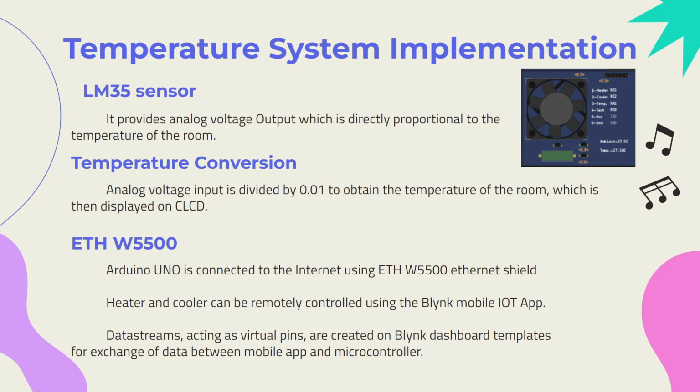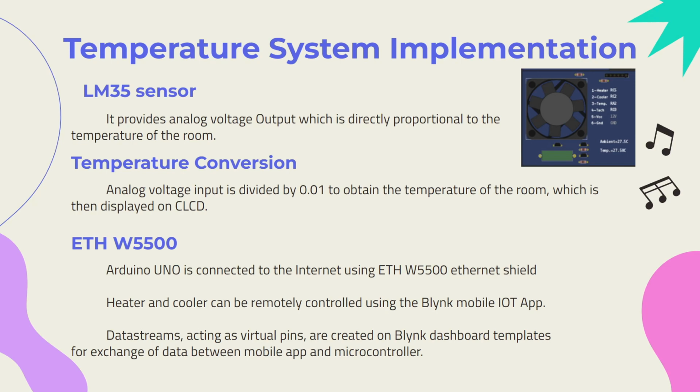Next one is the ETHW5500, which is an Ethernet shield. It is used to connect our Arduino Uno board to the internet. Using our Blynk IoT app we can connect to the internet and communicate between the Arduino Uno and the Blynk IoT app. Heater and cooler can be remotely controlled using the Blynk mobile IoT app. We have buttons in the Blynk application, so we can use those buttons to control this heater and cooler.